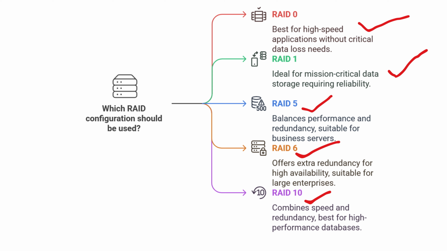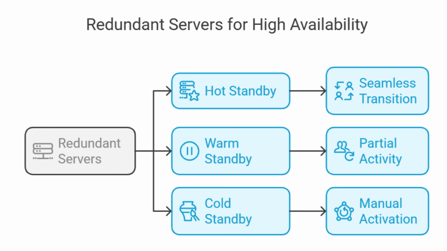While RAID helps protect data, we also need strategies to prevent full system failures. This brings us to server redundancy and clustering. Think of redundant servers as a backup safety net. If one server goes down, another one immediately takes over, keeping everything running smoothly.